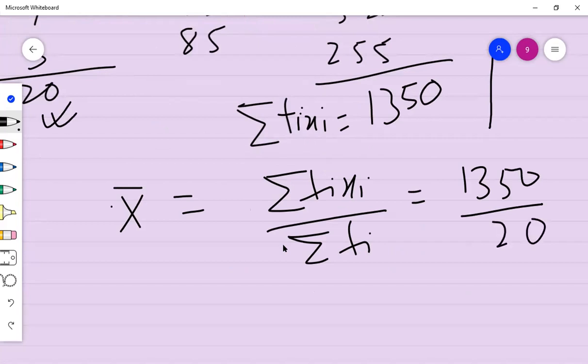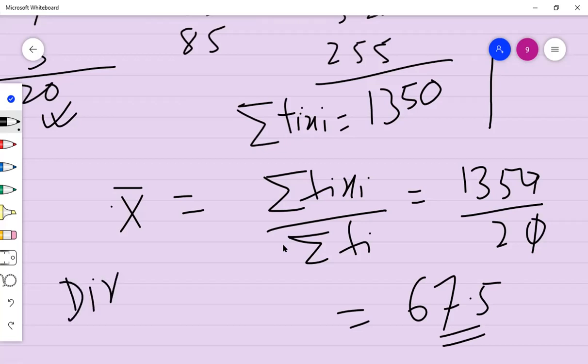So this will be the mean value. This is one of the methods, called the direct method to find the mean. This is also known as the shortcut method.